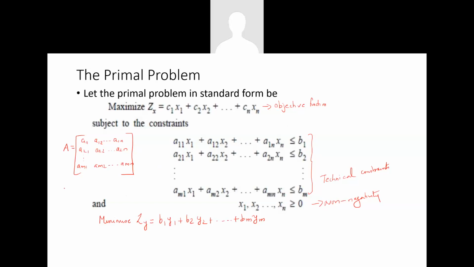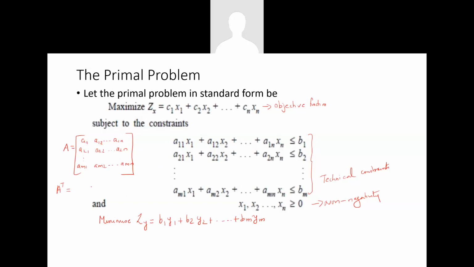Now, what you do in the dual is that you just take a transpose of this coefficient matrix. This is the original matrix that you construct based on the primal problem. Now, for constructing the dual, you just take a transpose of the coefficient matrix A. That is, you just interchange rows into columns and columns into rows.